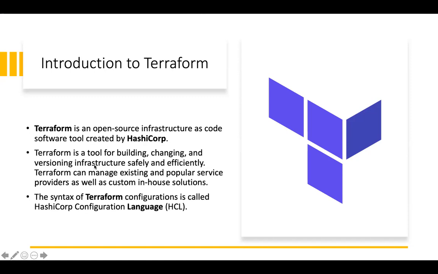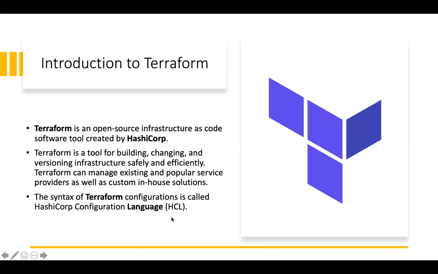Terraform is a tool for building, changing, and versioning infrastructure safely and efficiently. It can manage existing and popular service providers, like AWS, Google Cloud, and everything. This last one is important. The syntax of Terraform configuration is called HashiCorp Configuration Language, HCL. It's kind of similar to JSON, but a little bit different. You'll see how it looks on the next slide. But this is the language that Terraform uses.